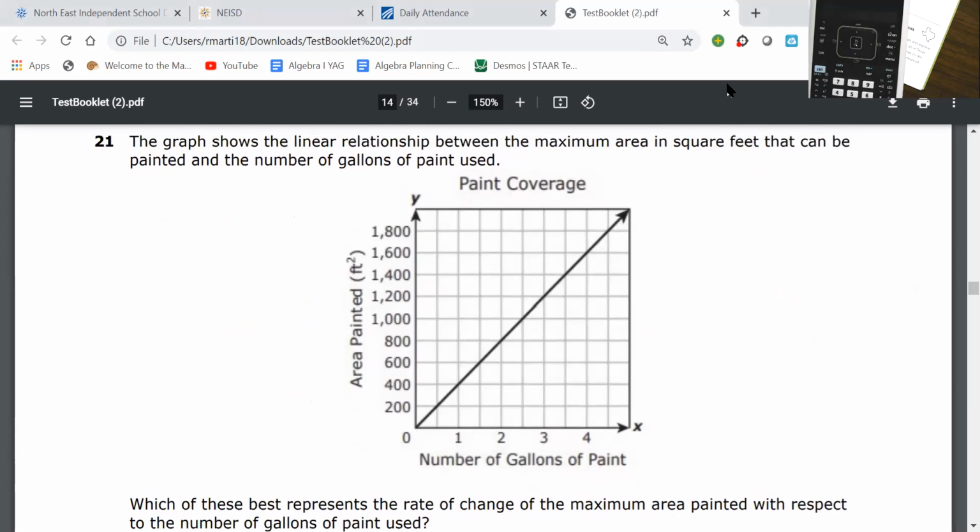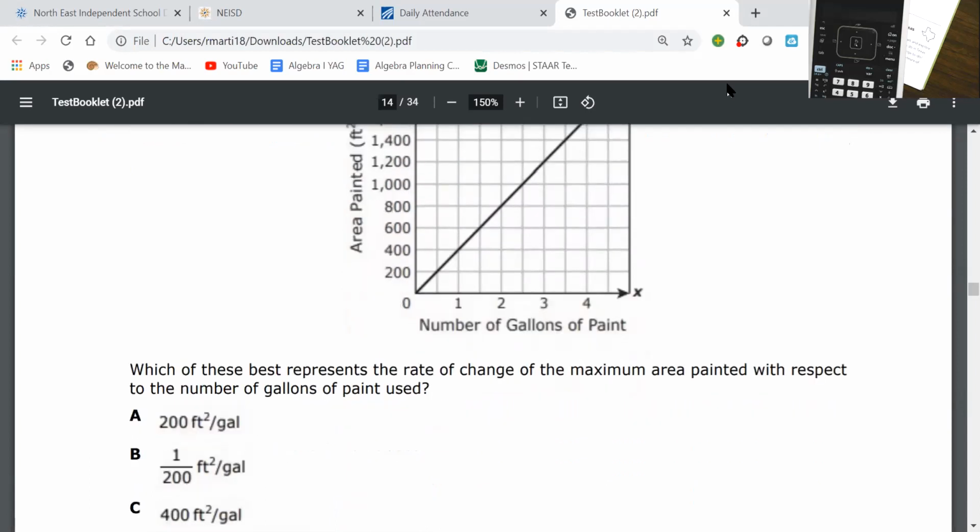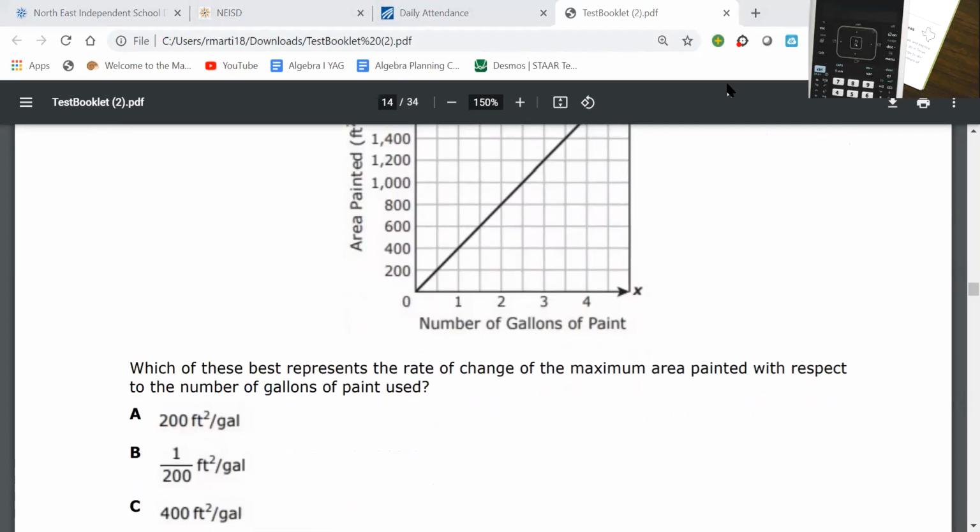Okay, this next one: the graph shows the linear relationship between the maximum area in square feet that can be painted and the number of gallons of paint used. It's linear. When you look at what it's asking for, which of these best represents the rate of change? What is rate of change? It's just slope. What's the slope of this line? Change in y over change in x.